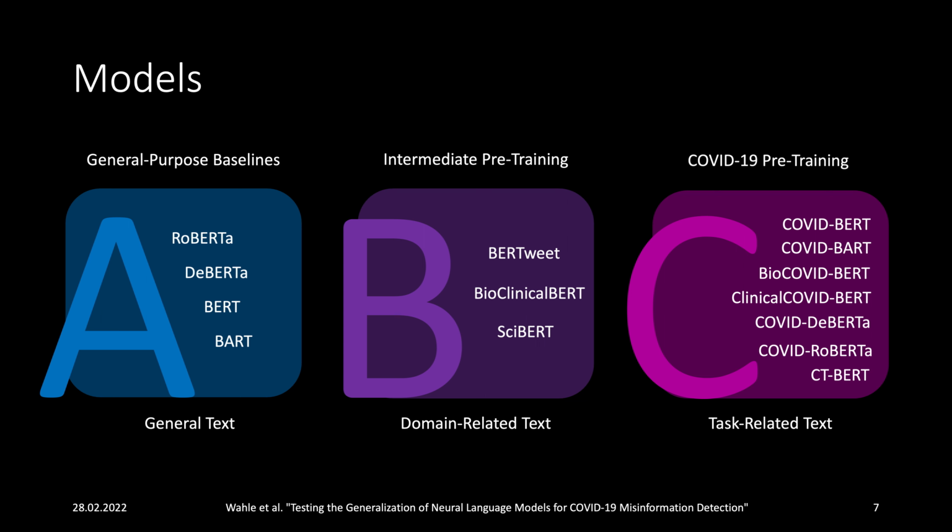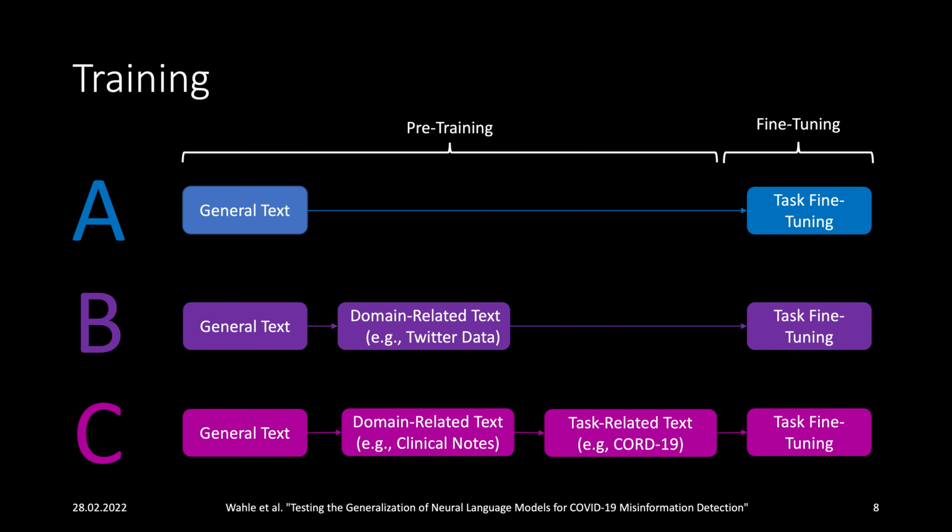Category B contains models with additional domain-related data in the training dataset. For example, Category B contains BERT Tweet, representing a domain-specific baseline for Twitter data. Category C contains models that were trained on task-specific text. It contains, for example, COVID Twitter BERT, or CT-BERT for short, a model trained specifically on Twitter data and focusing on tweets about COVID.